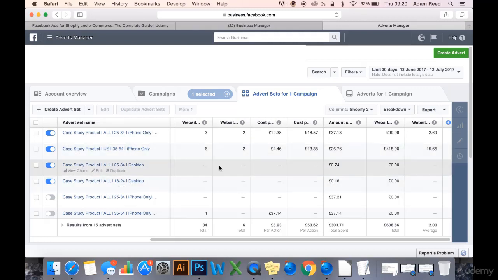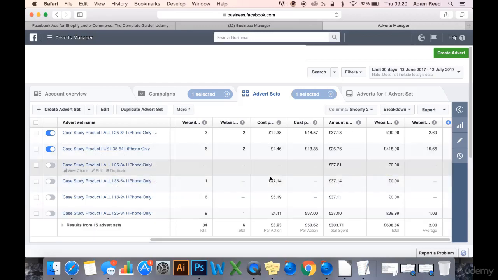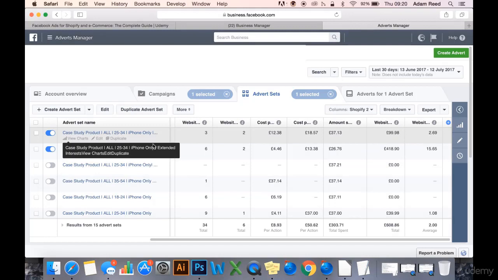As you can see, the desktop ad sets haven't run, just like in the first campaign. I'm going to kill them. And in fact, I'm not even going to duplicate them to higher budgets to try and kickstart them. I'm just going to leave them. I'm going to focus on iPhone. I'm going to look at the breakdowns with these 2 ad sets, and we'll go from there.